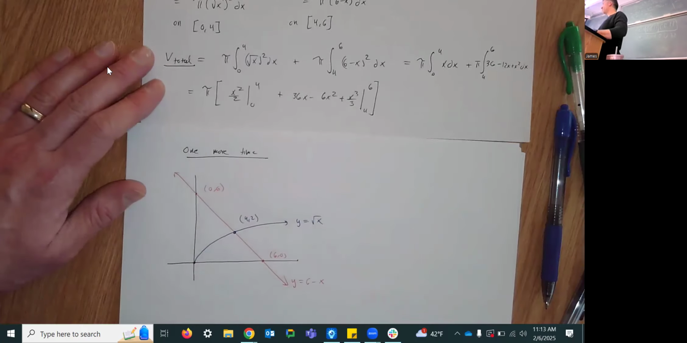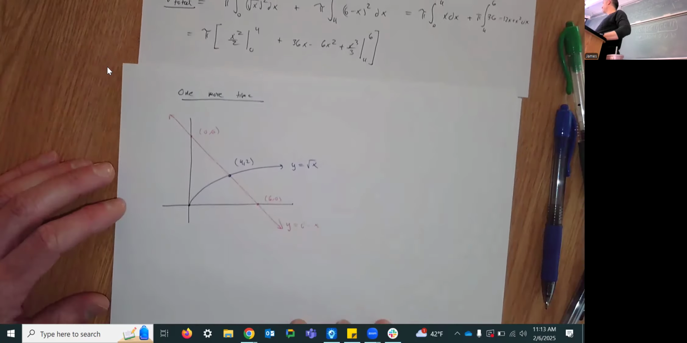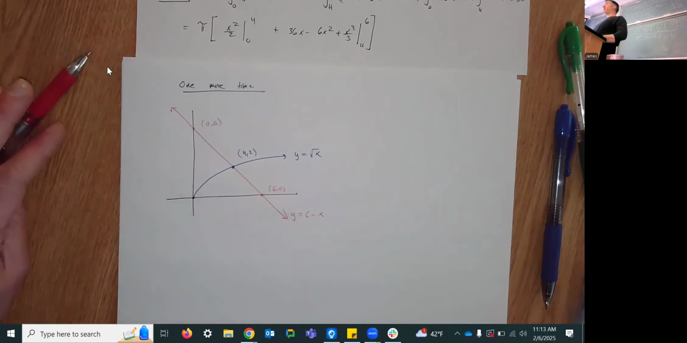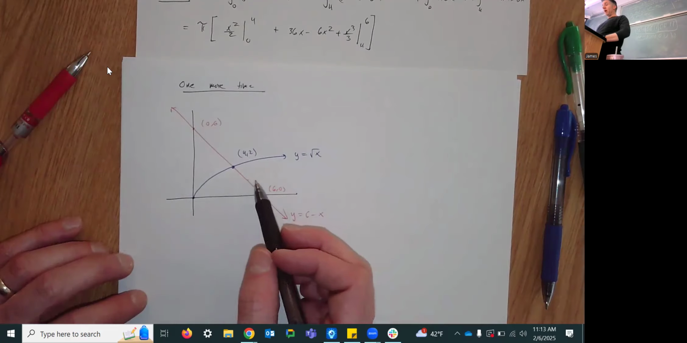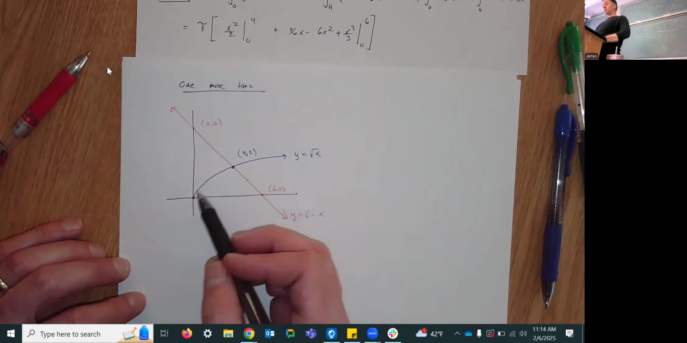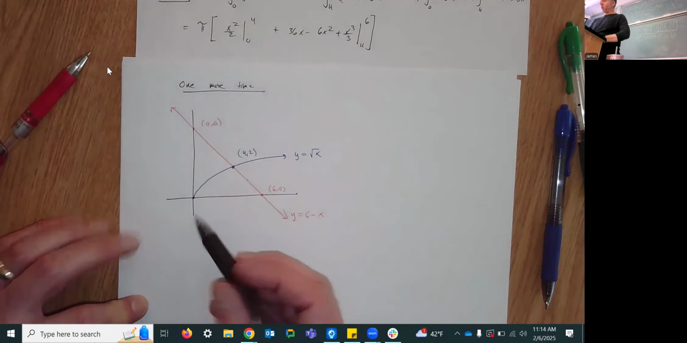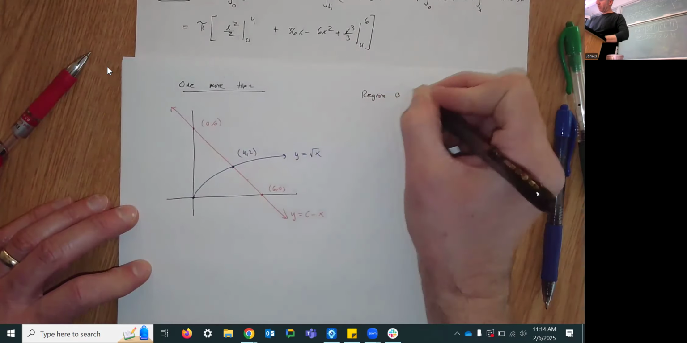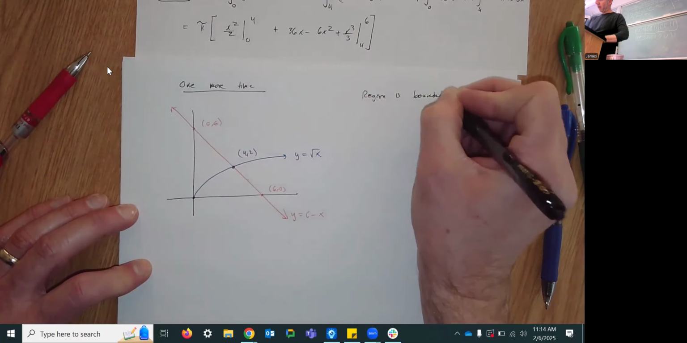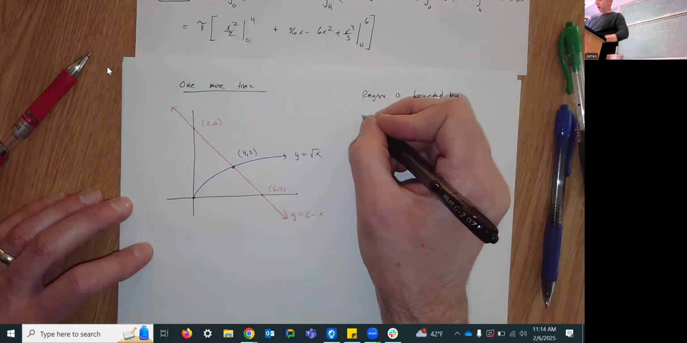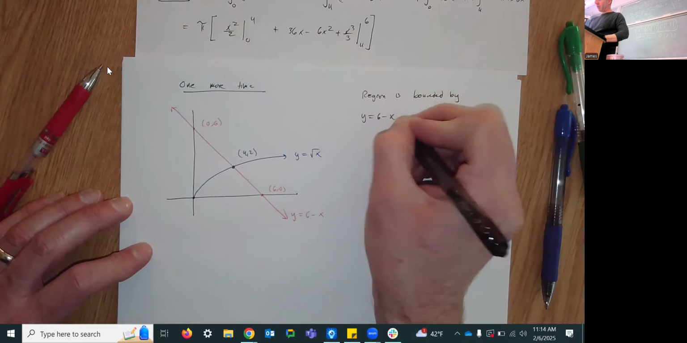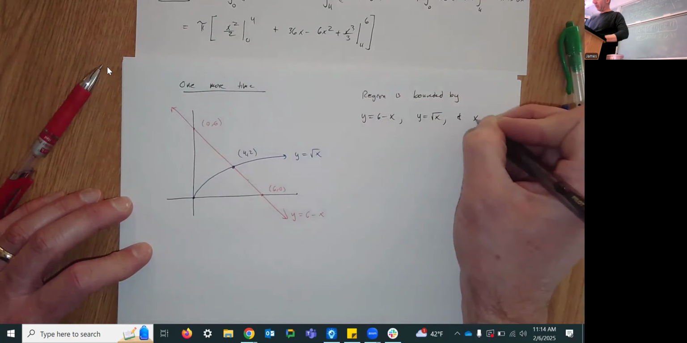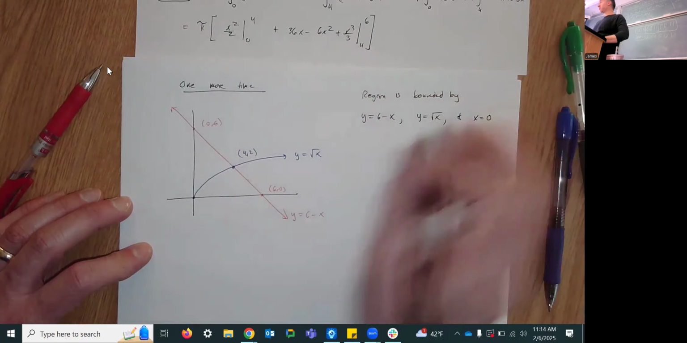But now we're going to change it up a little bit. Let's say that the region is not bounded by these two functions and the x-axis, but these two functions and the y-axis. So our region is bounded by y equals 6 minus x, y equals the square root of x, and x equal to 0, which is the y-axis.